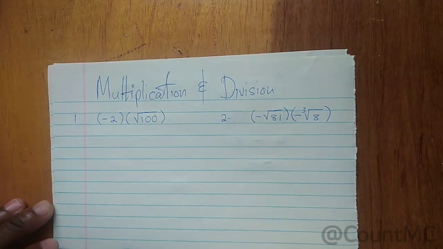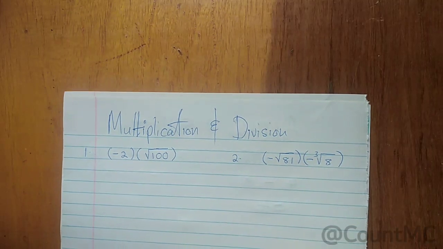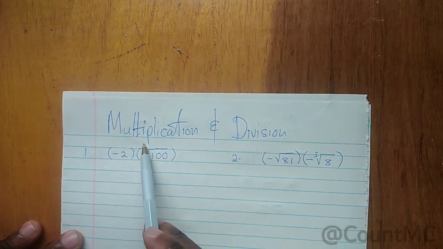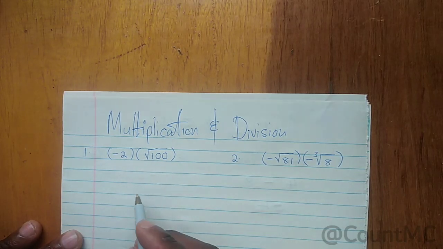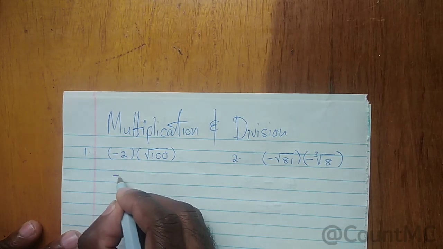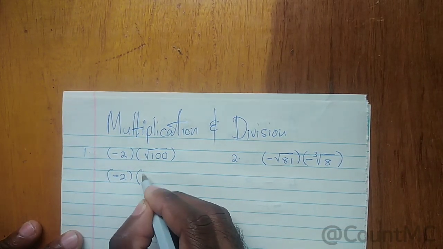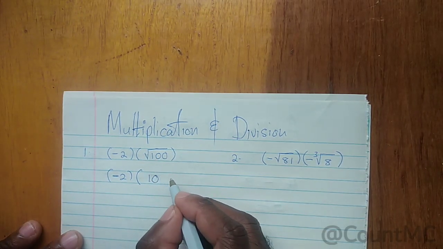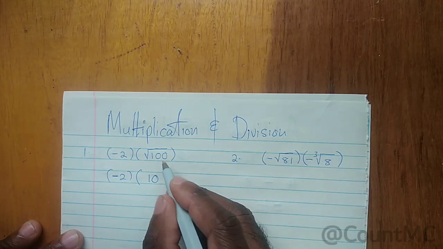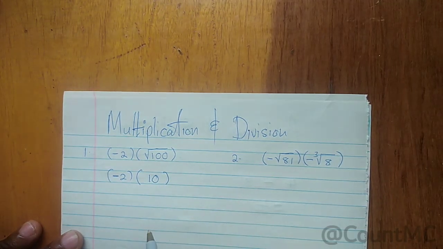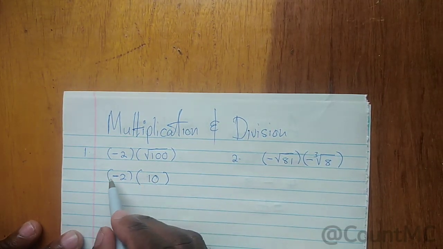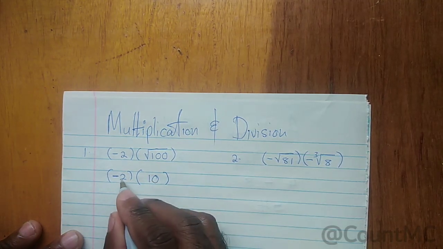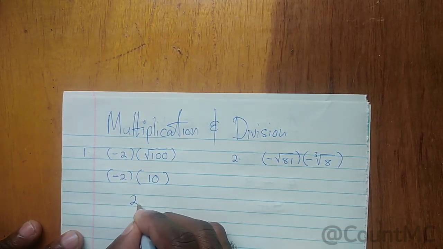So let's do quick examples on multiplication and division. Number 1, minus 2 times square root of 100. So this is still a minus 2 times, what's square root of 100? That's 10. A number that repeats itself 2 times to give you 100 is 10. 10 times 10, that's 100. Now, when you're multiplying integers, we've done this. You multiply the numbers first. 2 times 10, that's a 20.